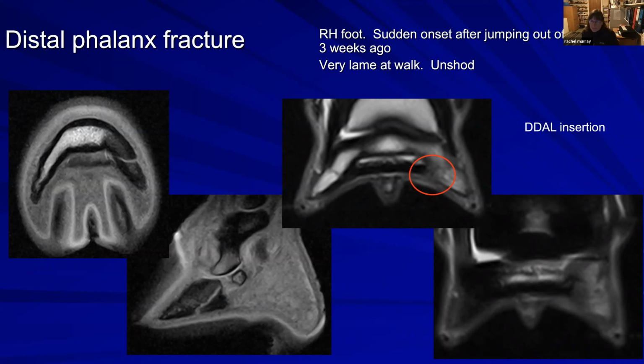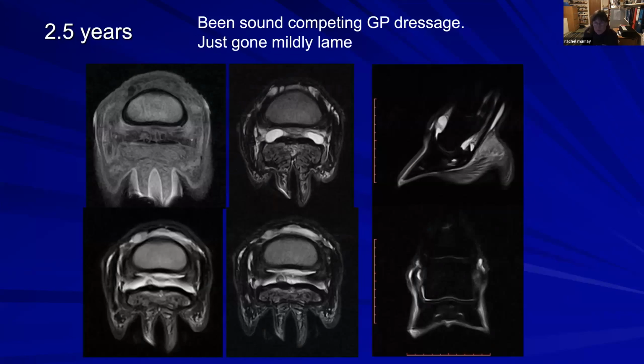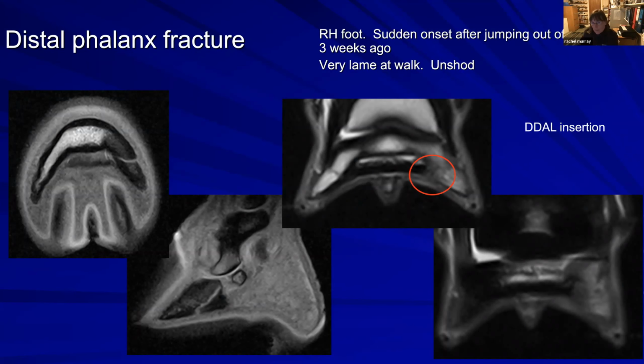I think it can be useful to follow these. It's useful to MRI these, not only in relation to the bone, but also in relation to the soft tissue structures. And a soft tissue structure that I'm particularly interested in looking at with the distal phalanx fractures is the insertion of the distal digital annular ligament, because it inserts right in an area where we seem to get wing fractures. And I do wonder if this is related to biomechanics, and that's one of the reasons why we may get fractures.